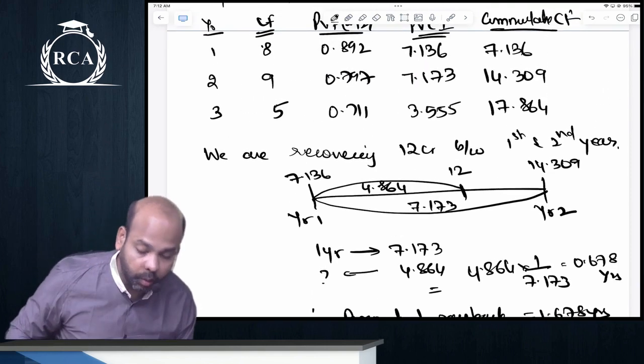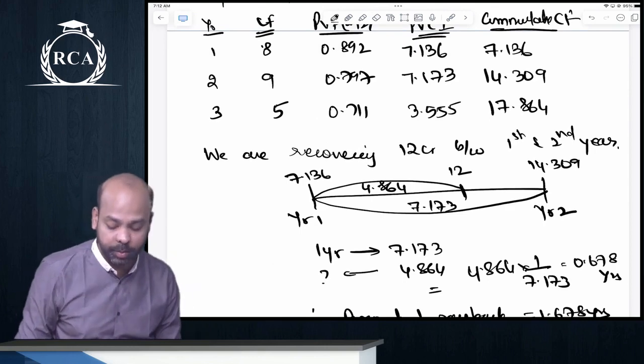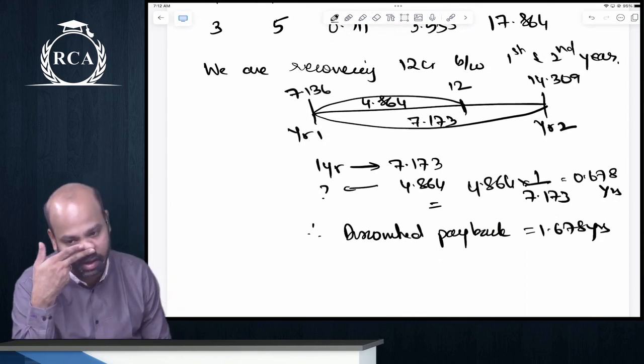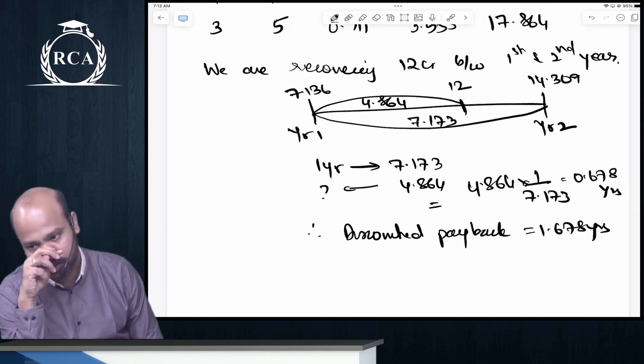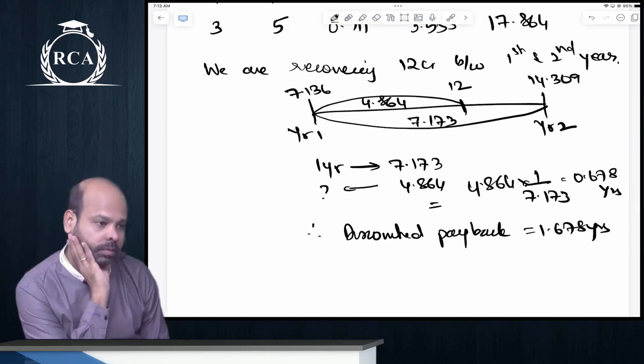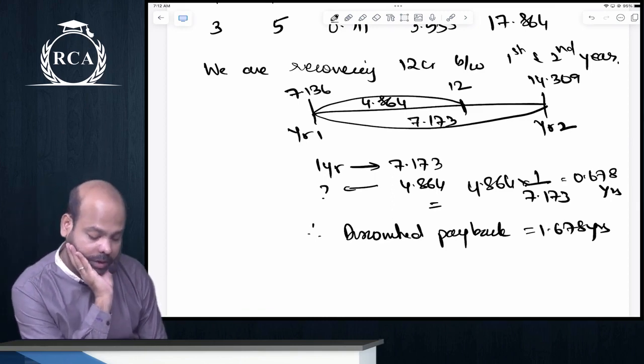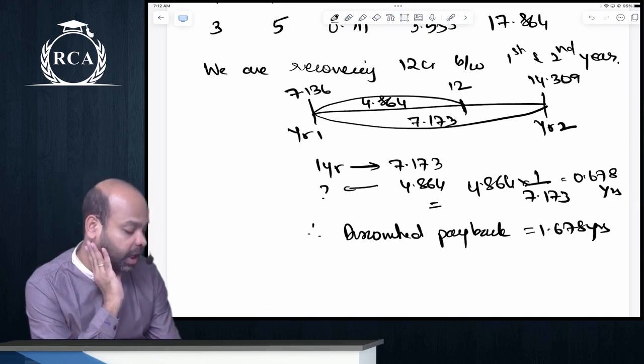We started with year 1 as the base, beta. To that you will have to add this proportionate change of 0.678. Remember the discounted payback period? Percentage change, percentage reduction in life, beta, now.